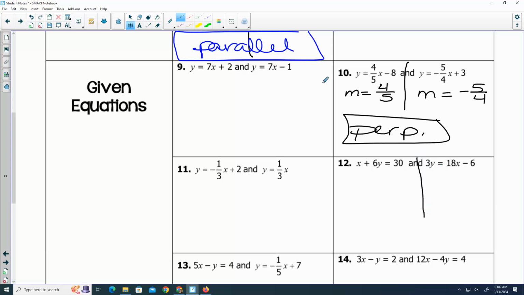Number 12. I can't just look at those and tell the slope. So first we have to get y by itself. These are in standard form. We need them in slope-intercept. So we've done this. So 6y would equal negative x plus 30. Divide everything by 6. So we get negative 1/6 x plus 5. So what's the slope of that?